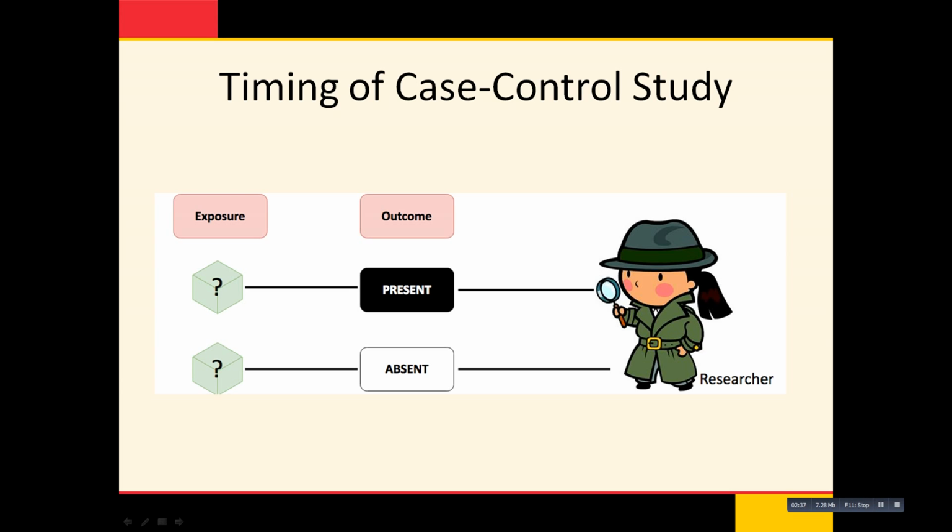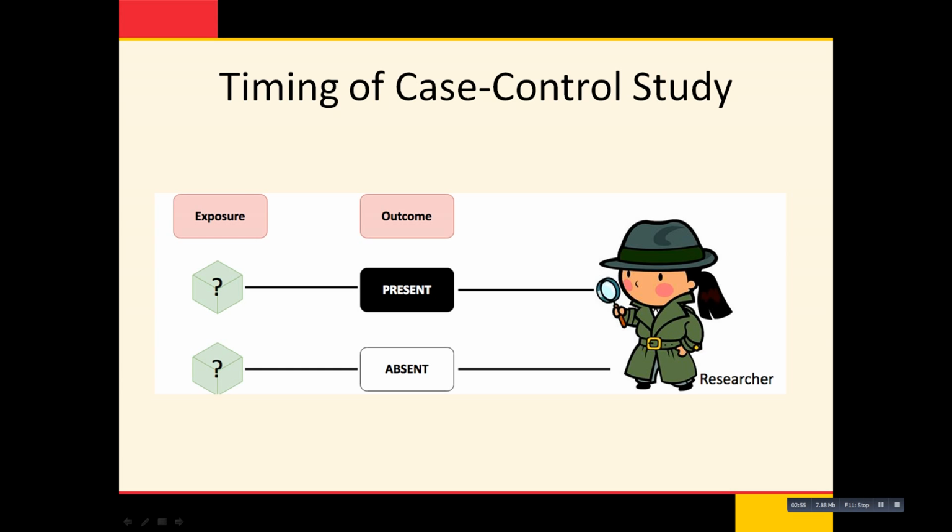So here in this study design, the researcher at the beginning determines whether people have the outcome, present or absent, and whether they are exposed or unexposed. So they're going to find an exposed and unexposed group in those that have the disease, and they're going to find an exposed and unexposed in those that do not have the disease.